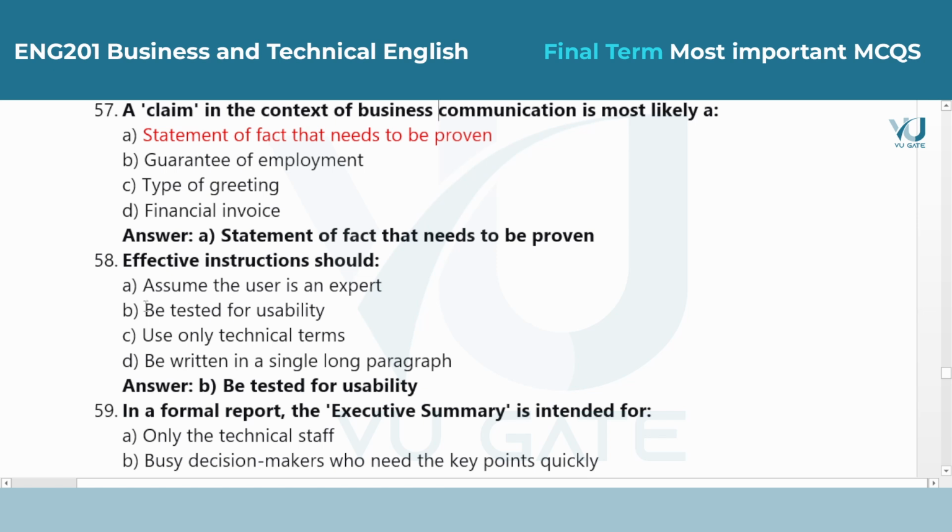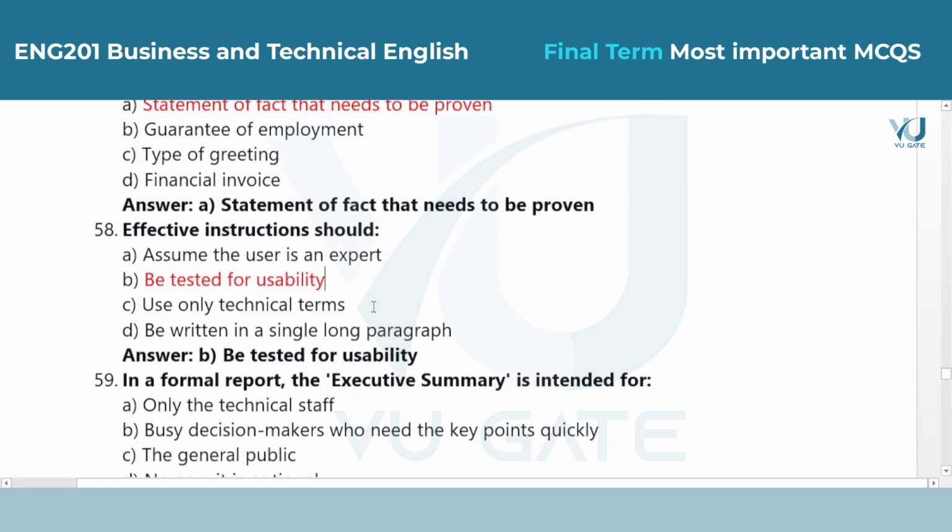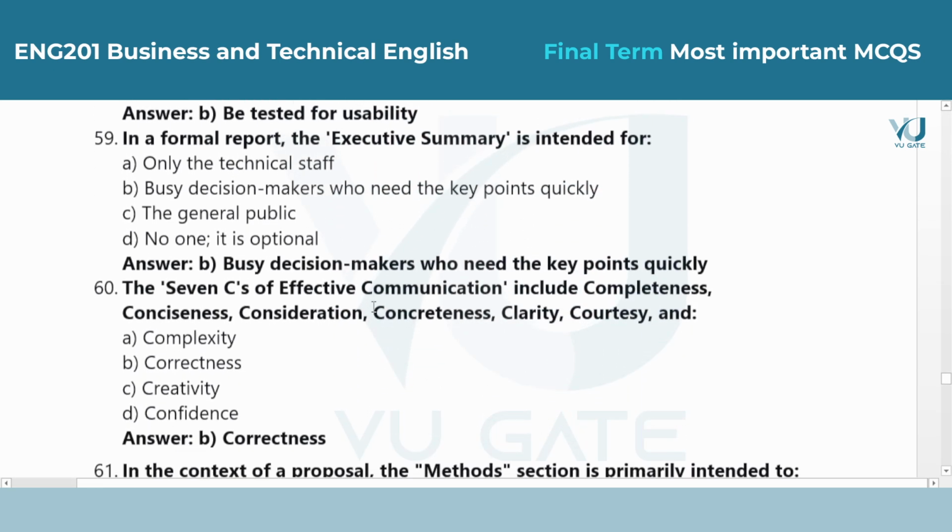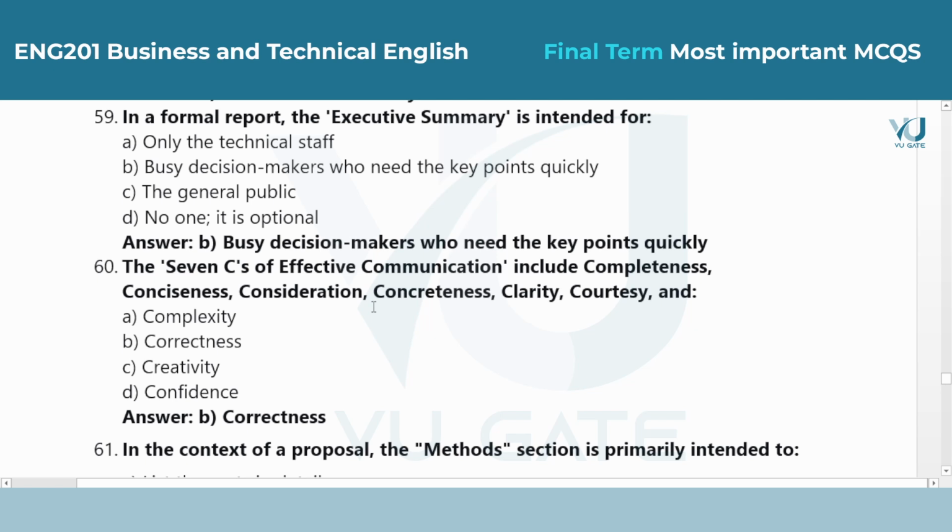In business, a claim is often a formal request for an adjustment or a correction based on a specific issue. 58. Question. Effective instructions should. Answer. B. Be tested for usability. Concept. Usability testing proves that the instructions actually work for the people they are intended for.